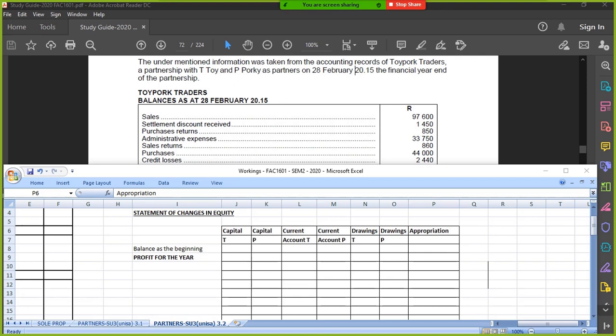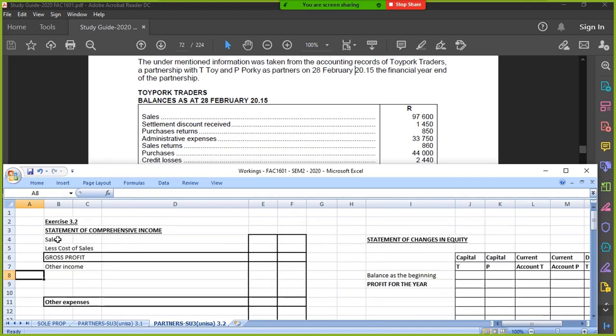All right, so what's important here? Sales. Do I have sales? Yes. Okay, so in terms of the disclosure, you have to insert the 97,600. Settlement discount received. Okay, remember, UNISA is going to probably take this discount off either cost of sales or sales. This is a discount that you've received, so it's going to affect your purchases. Yes, so cost of sales.